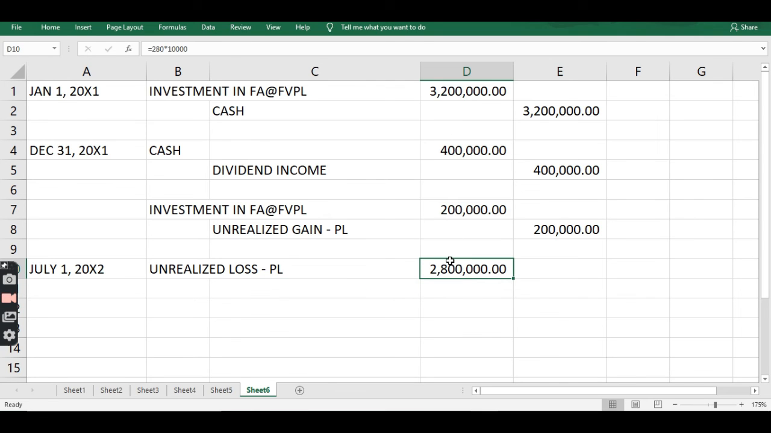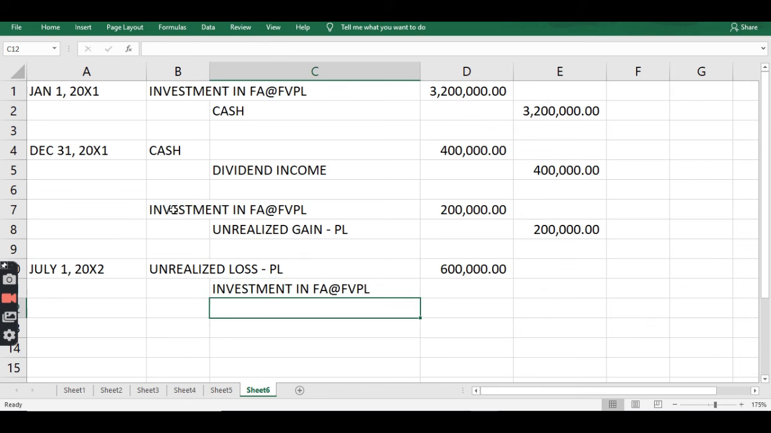So magkano yung lugi natin? Lugi tayo ngayon ng, that's going to be 2,800,000 compared to yung last pala na value is 3,400,000, no? Kasi nag-increase pa tayo dito ng 200. So ang mangyayari ngayon diyan, that's going to be 3,400,000 minus yung recent na fair value measurement. So lugi tayo ng 600,000. Okay? So that's going to be a credit to investment in financial asset at FVPL na 600,000 din.